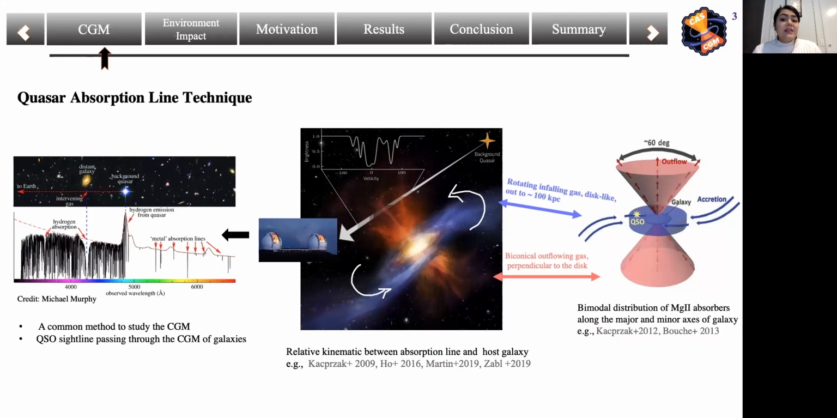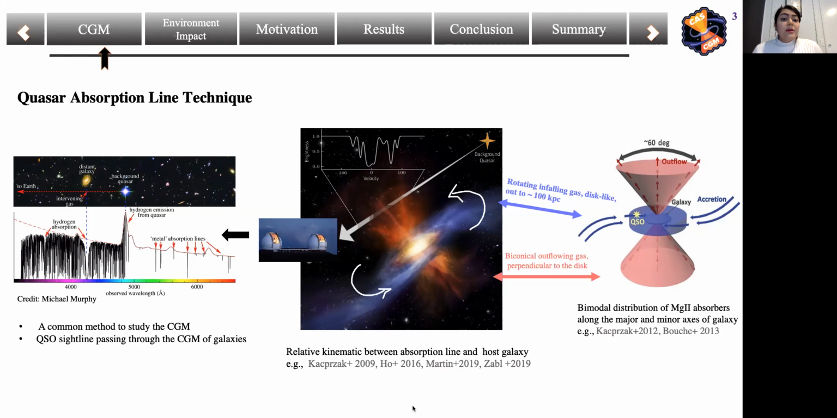Also, this technique has been used to study the relative kinematics between the absorption line and the host galaxy. In fact, comparing the CGM absorption kinematics with the galaxy rotation velocity could imply whether the observed absorption co-rotates with the galaxy with an extended disk-like structure that accretes onto the galaxy or not.